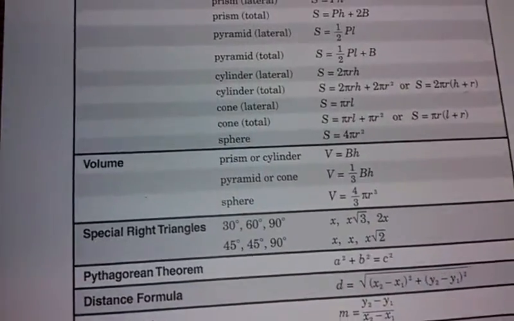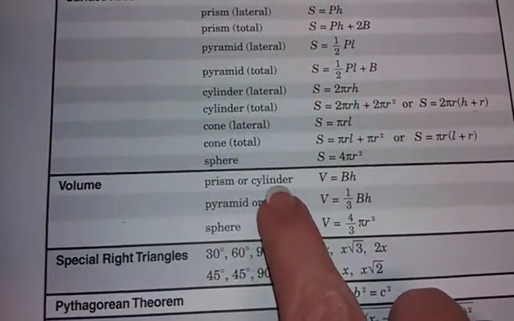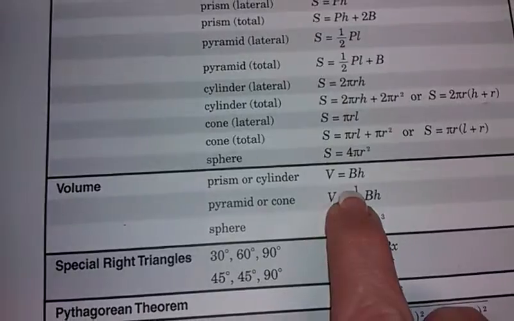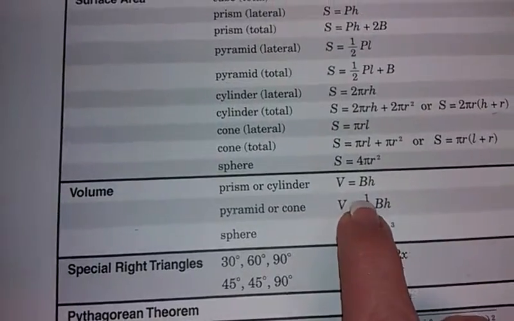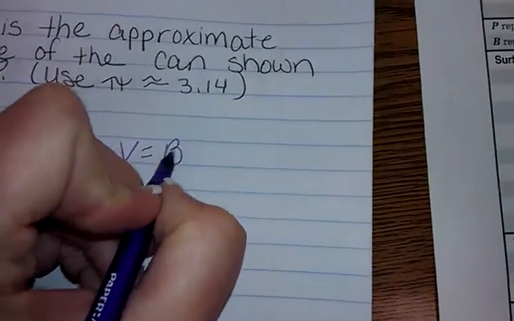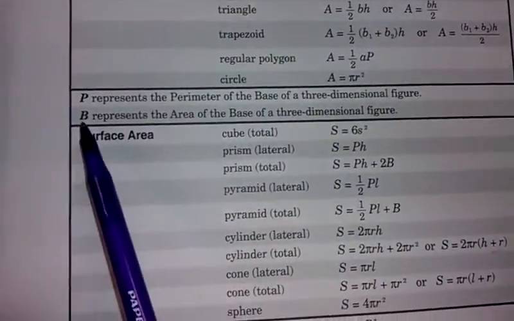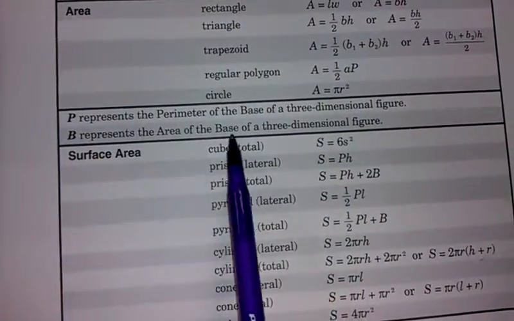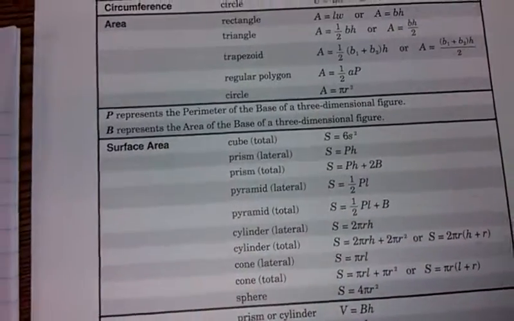So if I go over here to volume, I go to find where it says cylinder, and that's right here. The formula is V equals big B times H. So I'm going to come over here and write it. V equals big B times H. Now there is a difference. Big B is not just a base. Big B represents the area of the base of a three-dimensional figure.